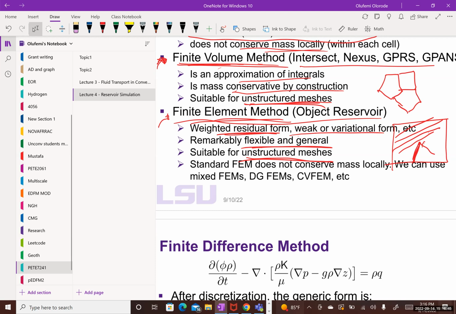Short answer is yes. Hydraulic fracture propagation. You're not going to see any finite volume method that can do hydraulic fracture propagation. I've never seen. Have you seen, Harun? Never seen. So that's where finite element methods thrive.